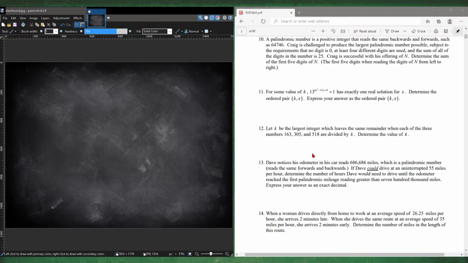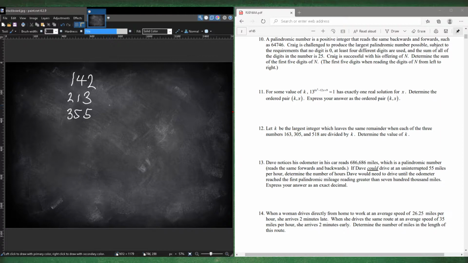Number 12. Let k be the largest integer which leaves the same remainder when each of the three numbers 163, 305, and 518 are divided by k. Determine the value of k. So the trick to this question is that you subtract the numbers from each other. We have 305 minus 163, which is 142. And then we have 518 minus 305, which is 213. And then 518 minus 163, and that should come out as 355.